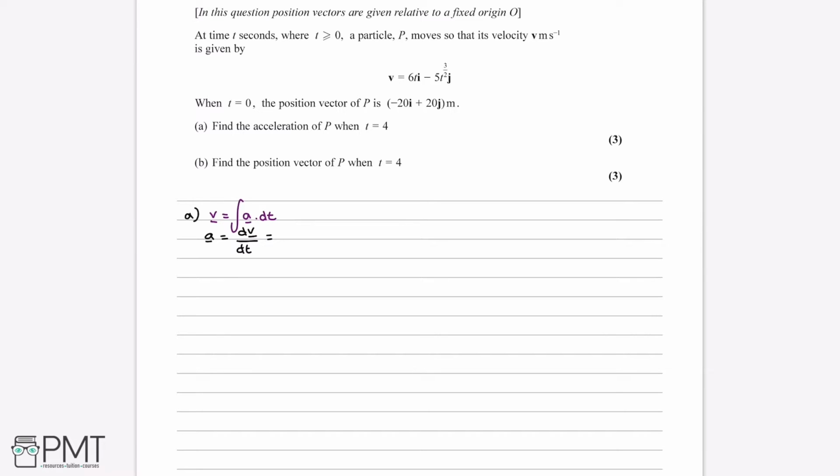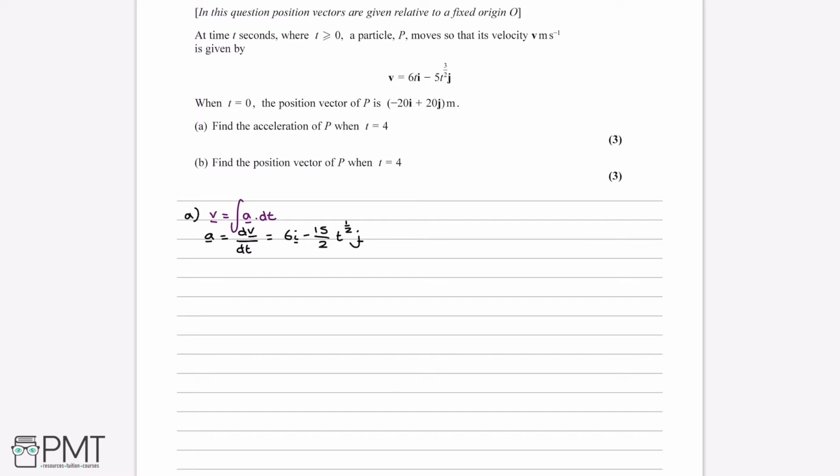For 6t, we take the coefficient, which is 6, multiplied by the power, which is 1. So 6 multiplied by 1, and then we take away 1 from the power. We're left with 6t to the power of 0, which is just 6. We keep the i constant. We don't do anything to the i and the j. Then we do the exact same to the next term, so this becomes minus 15 over 2 t to the power of a half j. And now we have our expression for the acceleration.